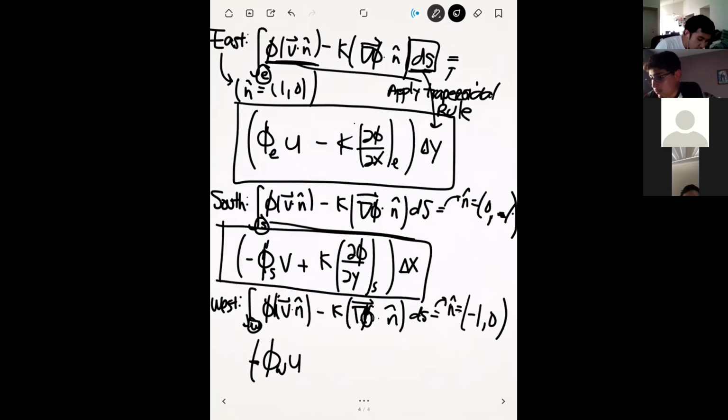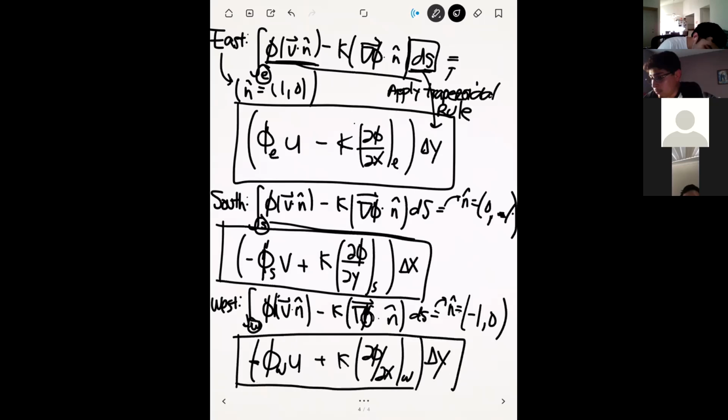So we get minus phi w times u plus k d phi dx at the west face times delta y. So it looks similar to our east face because they're both the vertical faces here, except the signs are reversed. And then instead of evaluating things at little e, we evaluate them at little w. All right, any questions on this page before I turn it?